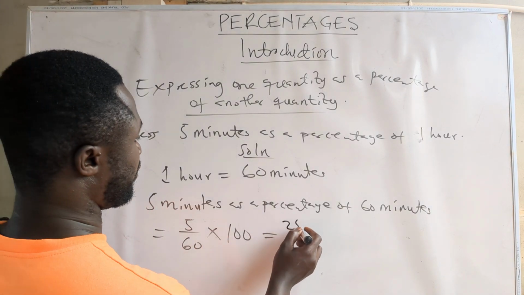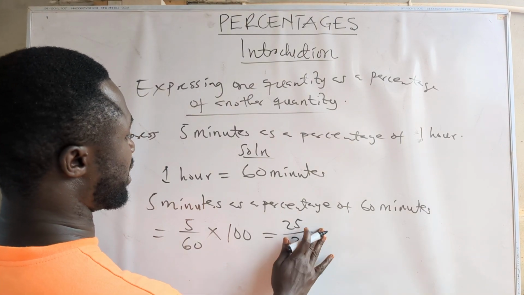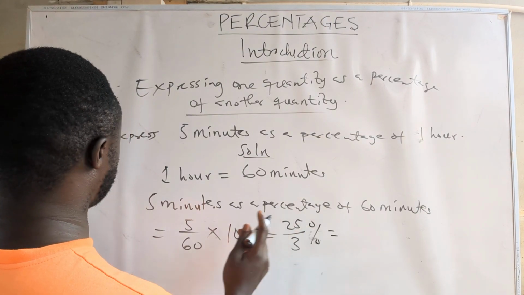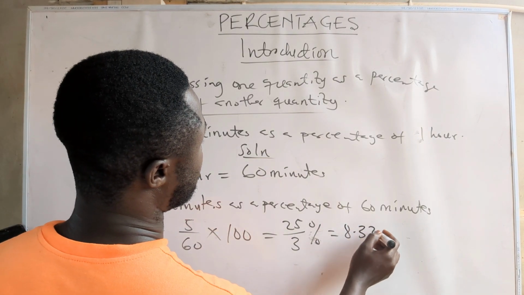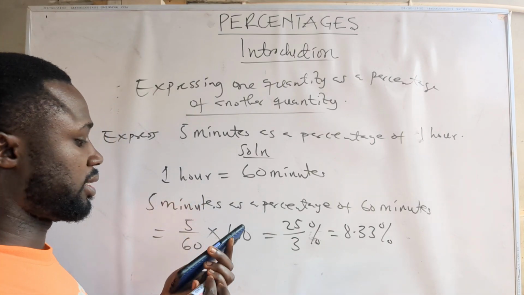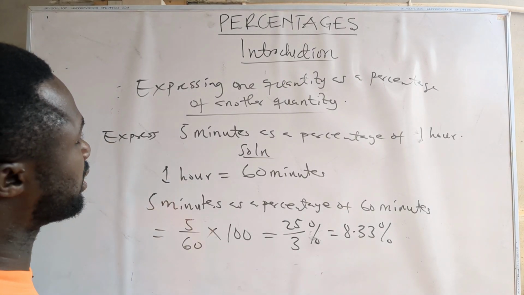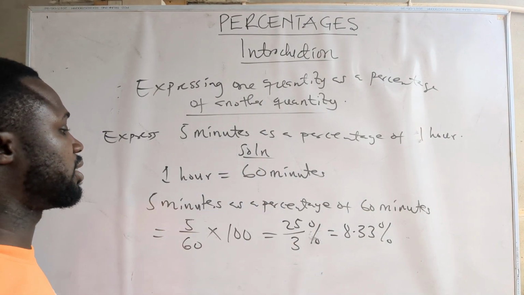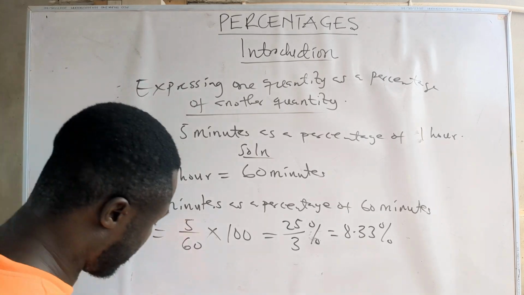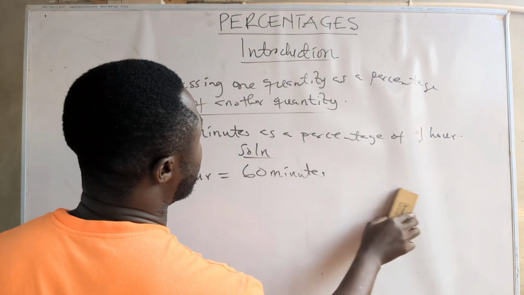25 on 3%, which in terms of decimal can give us 8.3333%. So in terms of decimal, it's 8.333%. So we have expressed 5 minutes as a percentage of 1 hour. Alright, 5 minutes as a percentage of 1 hour.